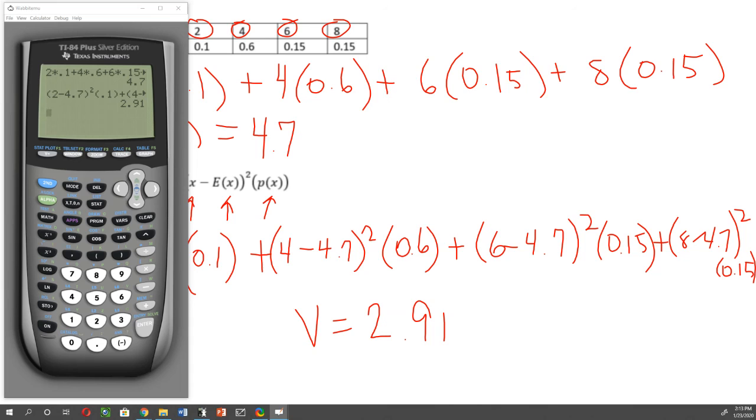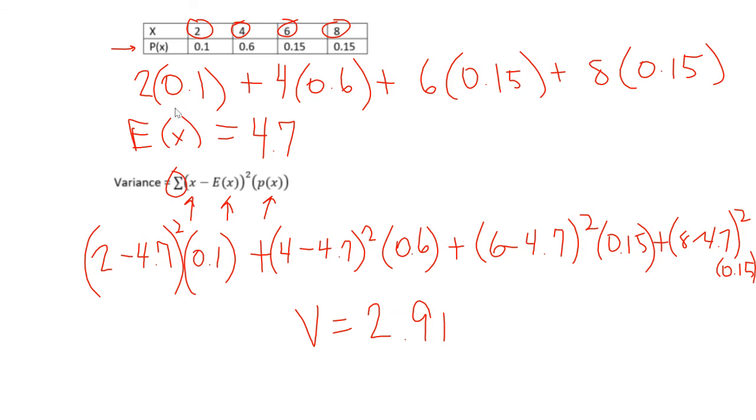So that is how you find the expected value and how you find the variance from a probability distribution. I hope this helps you as you're doing this in the lesson. If you still struggle with this content as you're working, please let me know in a teacher message or make an appointment for a help session.